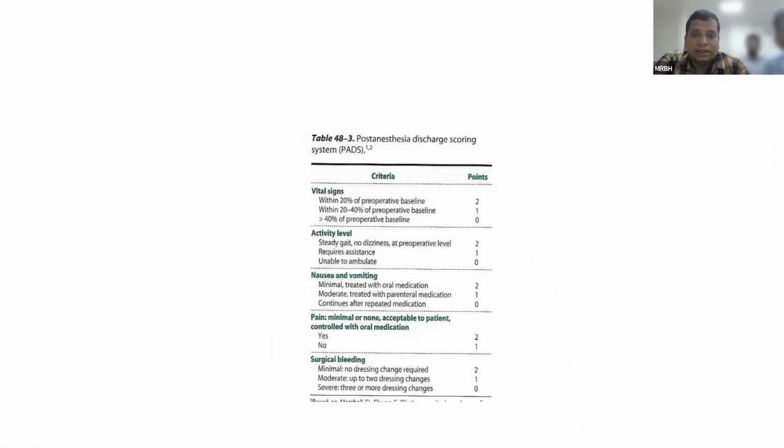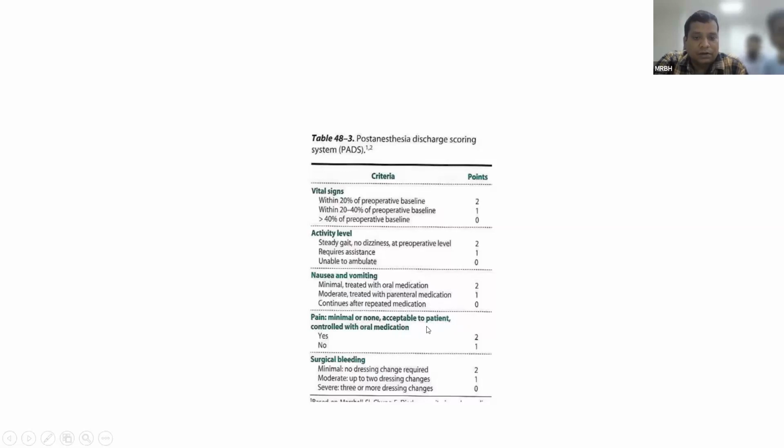In the post-anesthesia discharge scoring system, for vital signs: within 20% of pre-op baseline, 2; within 20 to 40% of pre-op baseline, 1; and more than 40% of pre-op baseline, 0. Activity level: steady gait, no dizziness, as at pre-operative level, 2; requires assistance, 1; unable to ambulate, 0. Nausea and vomiting: minimal, treated with oral medication, 2; moderate, treated with parenteral medication, 1; continues after repeated medication, 0.